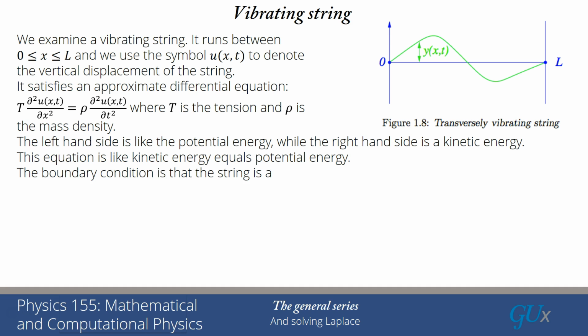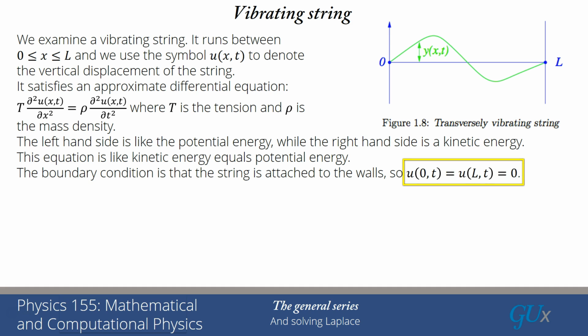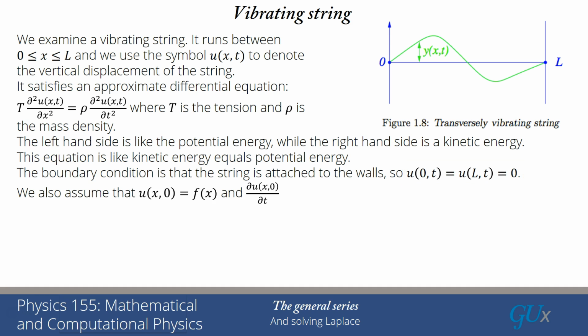Now the boundary condition is that the string is attached to the walls. We already talked about that, so that means u of 0, t and u of L, t are equal to 0 for all times. And we're also going to assume that there's an initial condition. So u of x, 0 has some shape, f of x, and du by dt of x, 0 has a different shape called g of x. And what we'd like to do is say if we know what those functions are at one particular time, let's figure out how we find it for all future times.